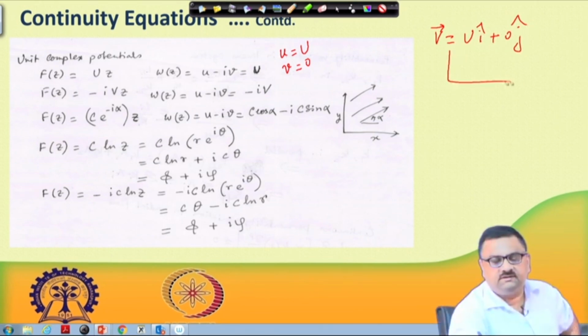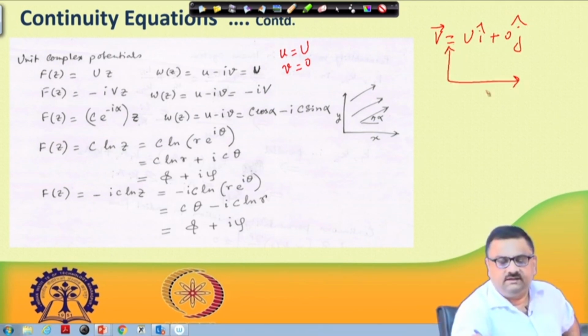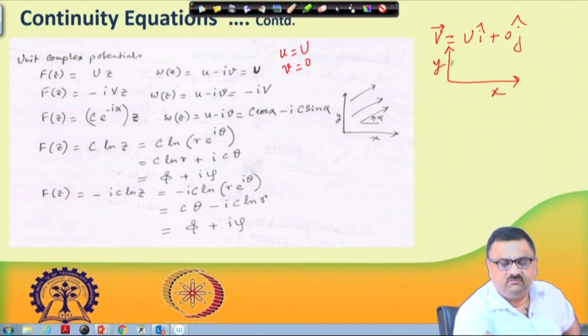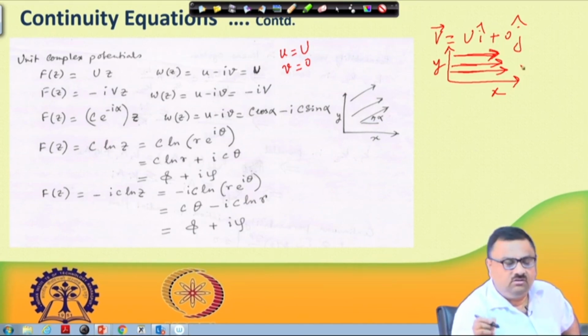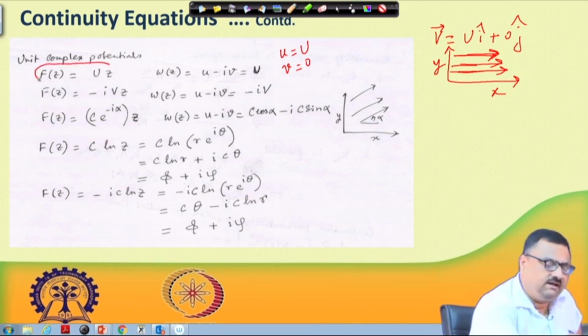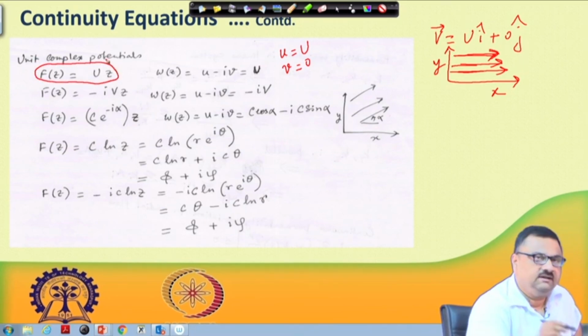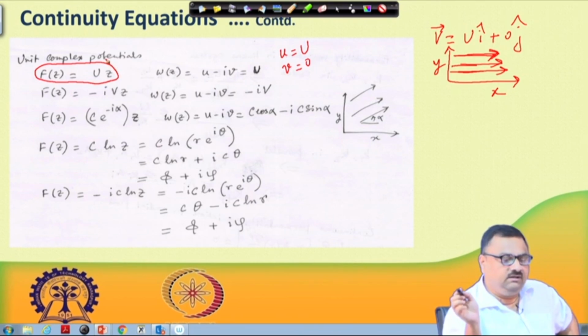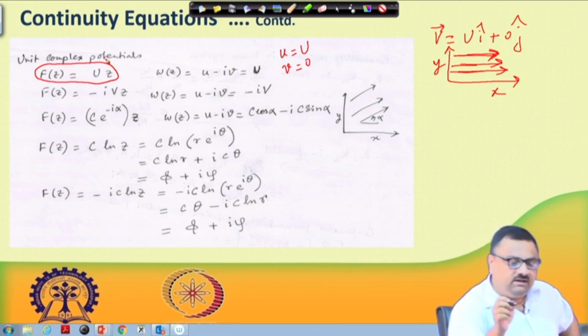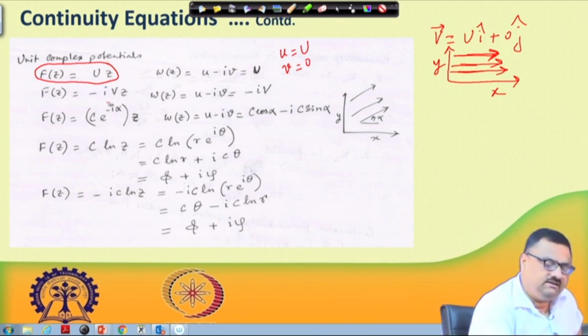So, that means it is the velocity in x direction. If somebody plots this, let us say this is x and this is y, this is the type of velocity we are looking at, and we are talking about velocity in x direction. So, fz equal to Uz is an elemental flow, which is the flow in x direction at uniform velocity capital U.